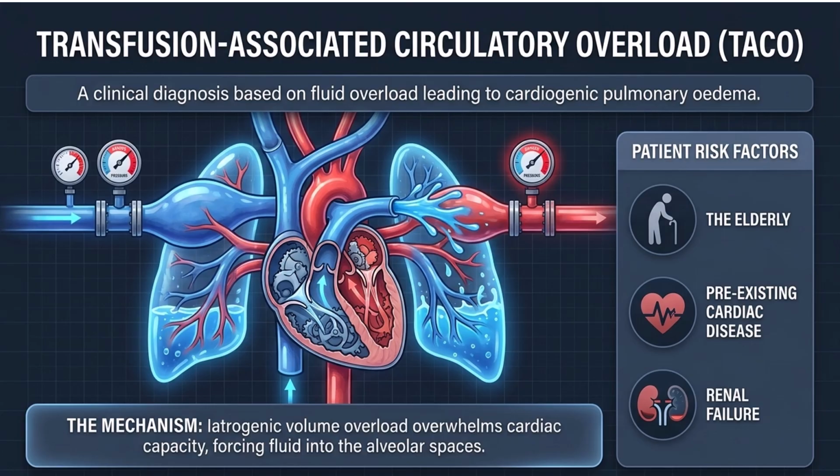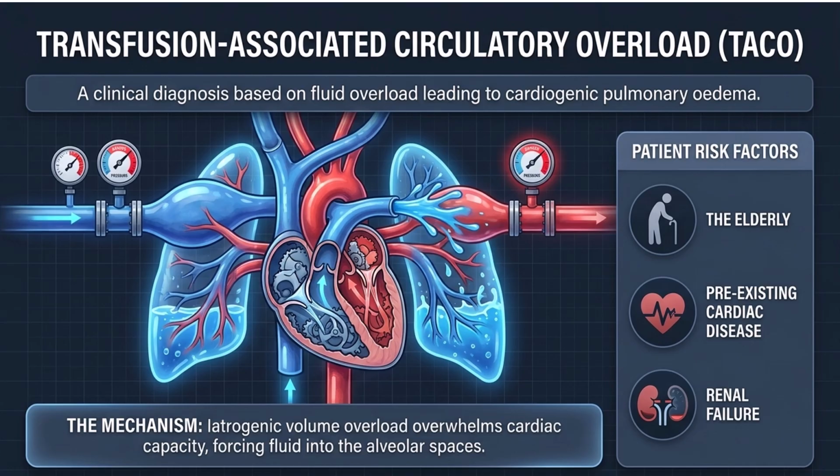TACO, transfusion-associated circulatory overload. The mechanism here is completely different from TRALI. TACO, as the name says, is a clinical diagnosis based on fluid overload leading to cardiogenic pulmonary edema. What is the mechanism behind it? The mechanism includes iatrogenic volume overload.